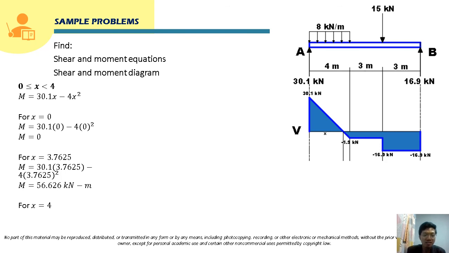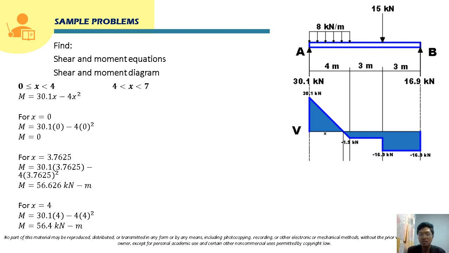So this will be 56.626 kilonewton meter. Okay, so for x equal to 4, the moment, class, is 30.1 times 4 minus 4 times 4 squared. So the answer here is 56.4 kilonewton meter. As you can see here, the values for this moment and this moment are close, since the distances here are also close. So that will be the moments for the first segment.